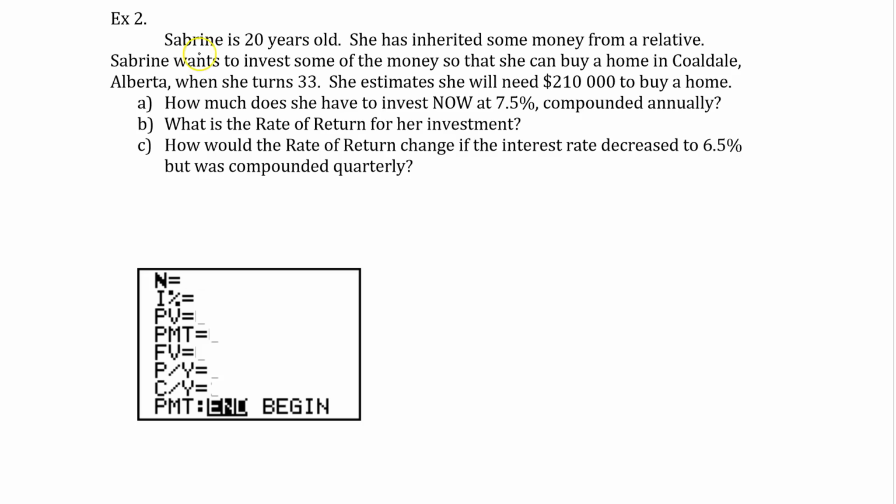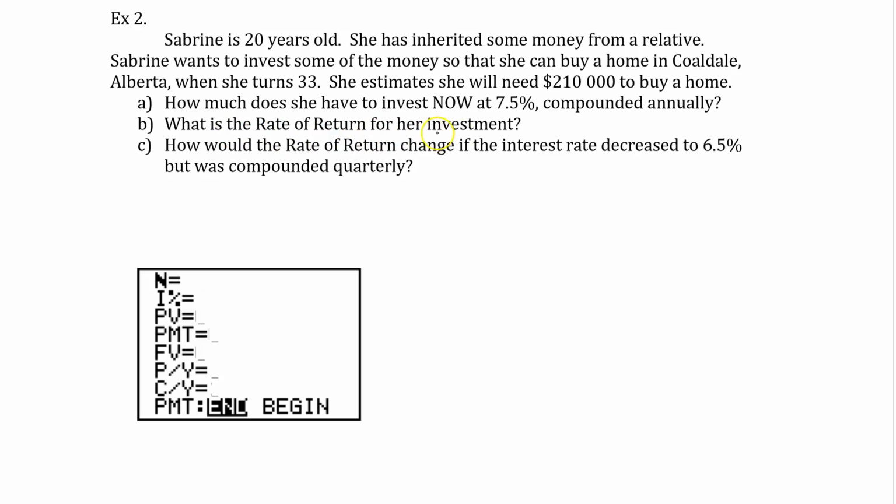So, Sabrine is 20 years old. She has inherited some money from a relative. Sabrine wants to invest some of the money so she can buy a home in Coaldale, Alberta when she turns 33. Remember, she's got goals. She estimates that she will need $210,000 to buy a home. How much does she have to invest now at 7.5% compounded annually?